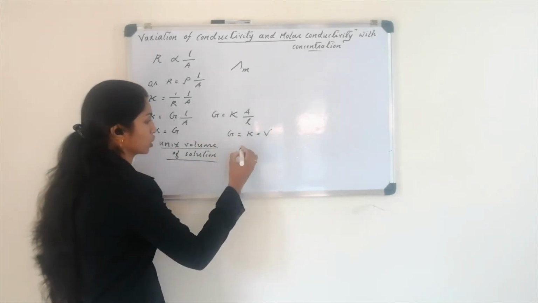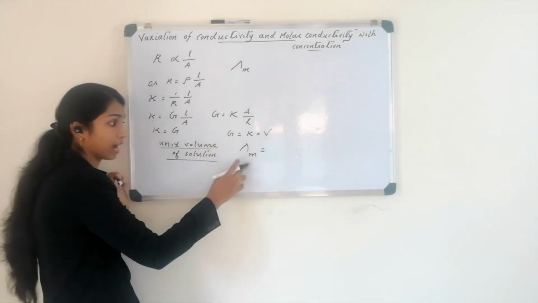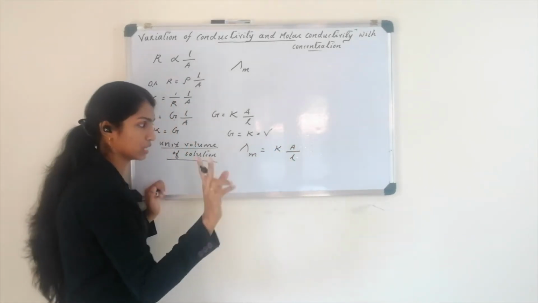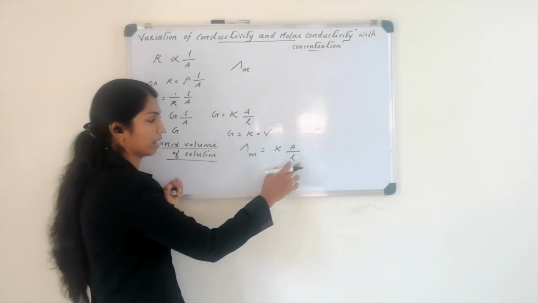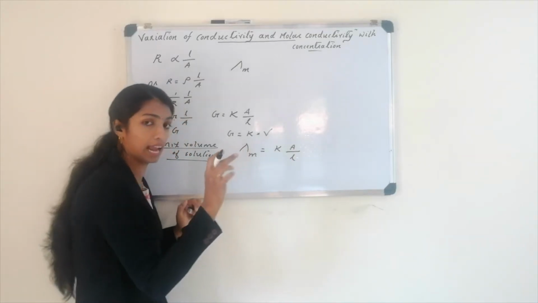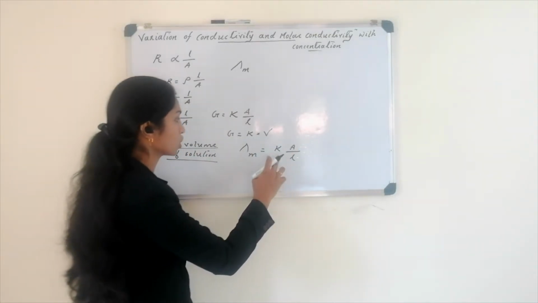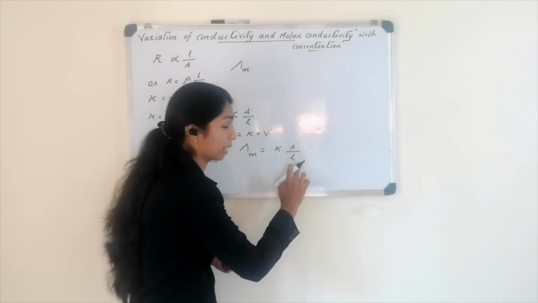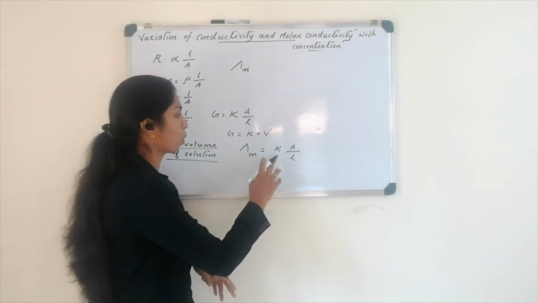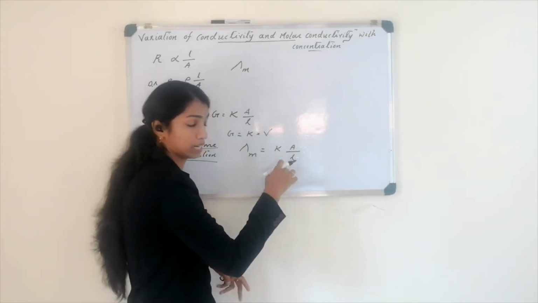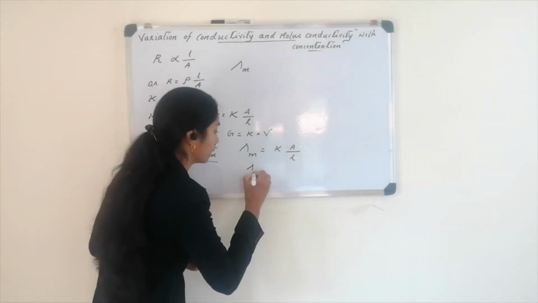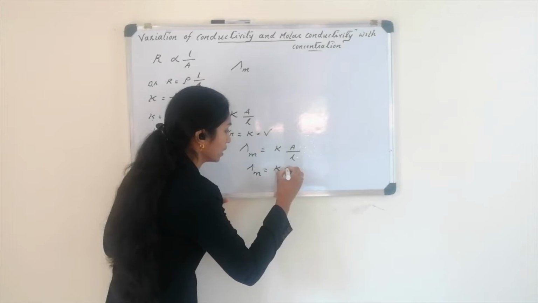If molar conductivity lambda M is conductivity kappa into A by L, here L remains the same, L is 1, and the area of cross section, we can multiply it with L in the numerator and the denominator. So kappa into A into L divided by L into L. Since L is unity, L into L is definitely 1. So kappa into A into L, what is A into L? Length into area of cross section is definitely volume. So lambda M is equal to kappa into volume.